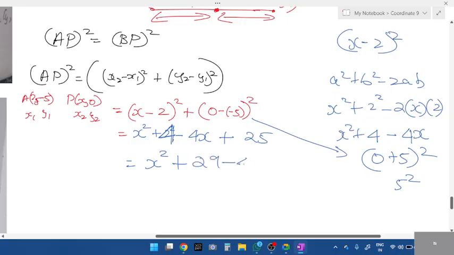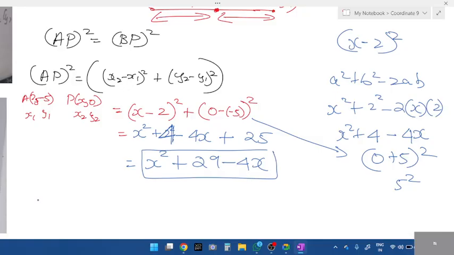Plus 29 minus 4x. That's it. Anything else to solve here? Keep this equation as it is. Keep it as it is. Next, which one do we need to solve, students? Tell me, next is which one?